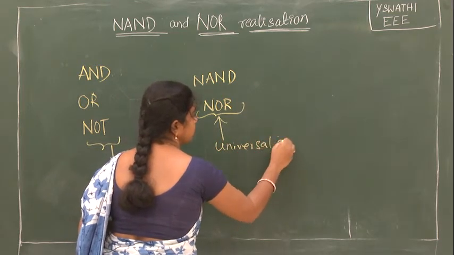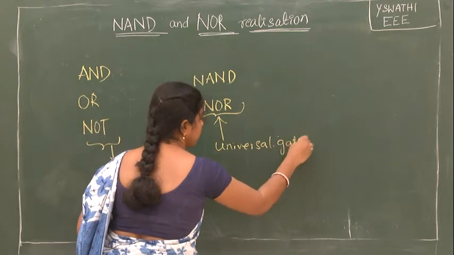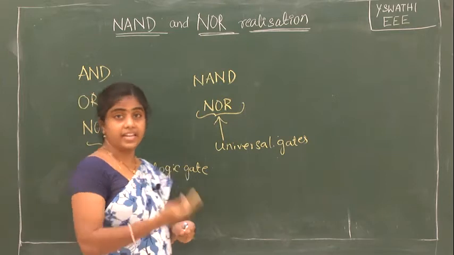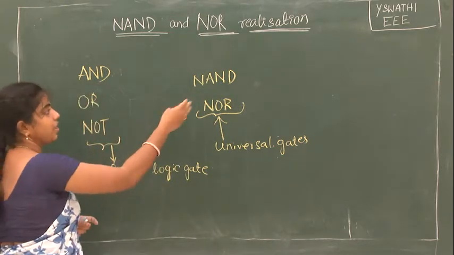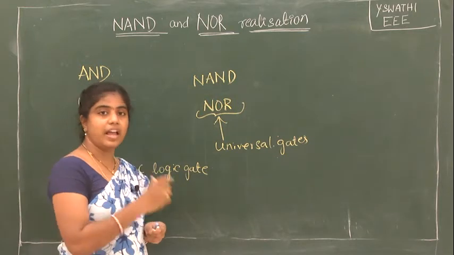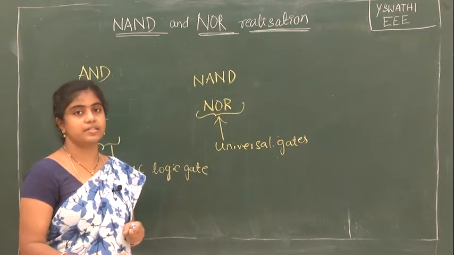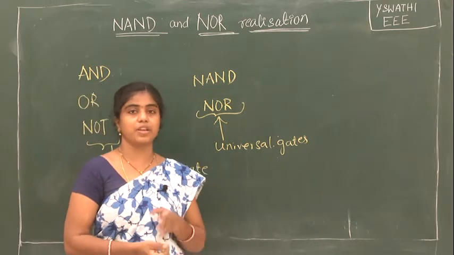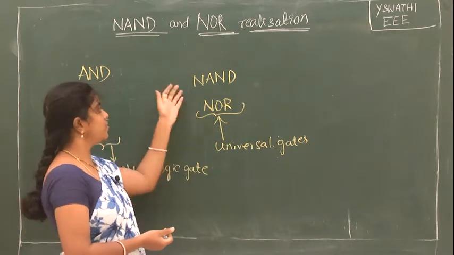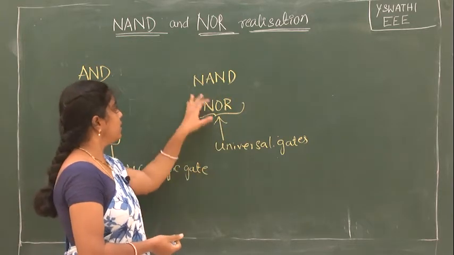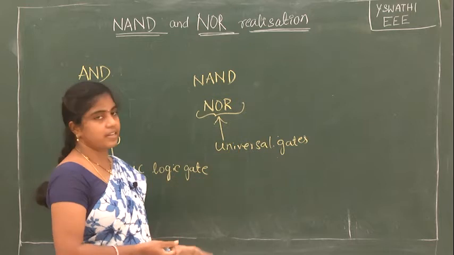Universal gates. These are called so because any expression or any gate can be realized by using only the NAND gate or only the NOR gate itself. So any given complex expression you can implement with either the NOR or the NAND gate. That's why you can call these two gates universal gates.